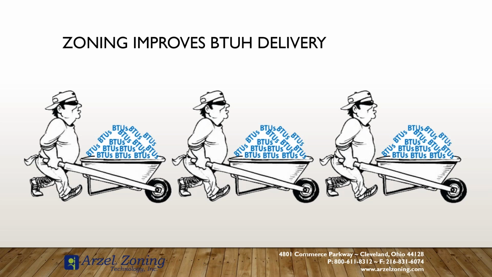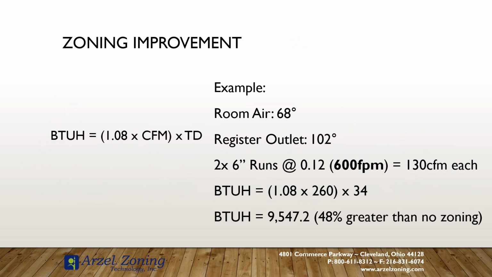So in the next slide, we're going to talk about how the BTUs actually affect that delivery rate. If we remember our design velocity at 450 feet per minute, once we zone that down, we can take that formula and find our CFM. So now if my design velocity was 450 feet per minute, now I've zoned it down and I've got a recorded velocity of 600 feet per minute. So that 600 feet per minute gives me 130 CFM each. So now I've got 260 CFM of capacity being fed into that zone.